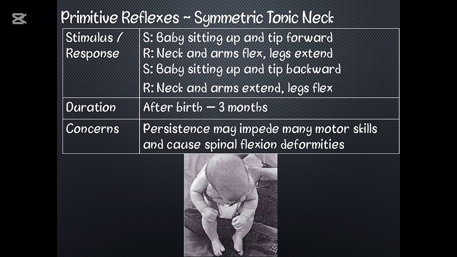Okay, so the next reflex is symmetric tonic neck reflex. So here we can have two situations. If the baby is sitting up and tipped forward, then the neck and arms would get flexed while the legs would extend. While if the baby is sitting up and tipped backward, then the neck and arms would extend while the legs would flex. And the duration of this reflex is from after birth to 3 months. And if it would persist, then this may impede many motor skills and can cause spinal flexion deformities.